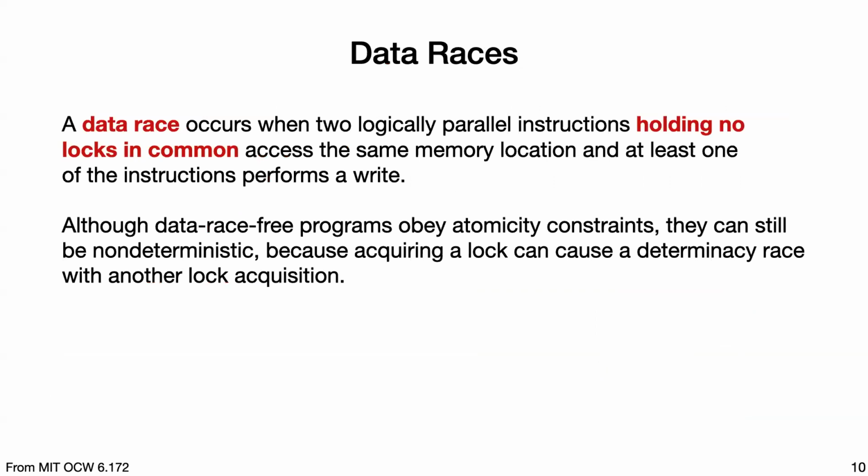Related to determinacy races are data races, which happen when two logically parallel instructions holding no locks in common access the same location, and at least one of the instructions performs a write. Another way to say that is you have two or more threads, and they both access the same location at the same time, and at least one of them is doing a write, and they're not using any locks to control access to that memory. And so even if you have data-race-free programs, which means that you use locking to protect your data, they can still be non-deterministic, and they are not necessarily guaranteed to be bug-free.